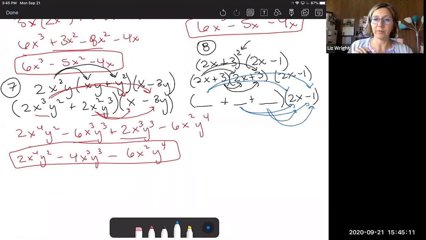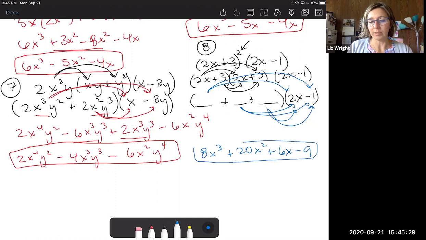You should be able to simplify, combine some of them at the end, and your final answer when you are done should come out to 8x cubed plus 20x squared plus 6x minus 9. So that should be your answer when you're all done. So just make sure you finish that problem and then you check it and see how you do. And I'm going to give you 2 more to try on your own.